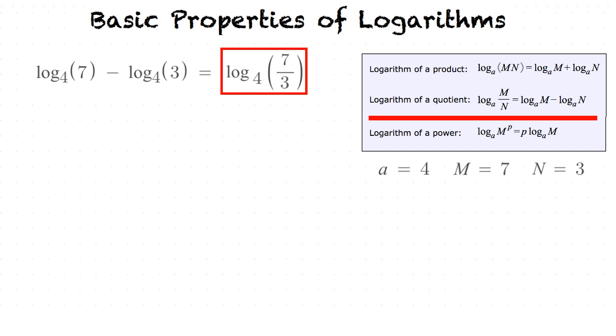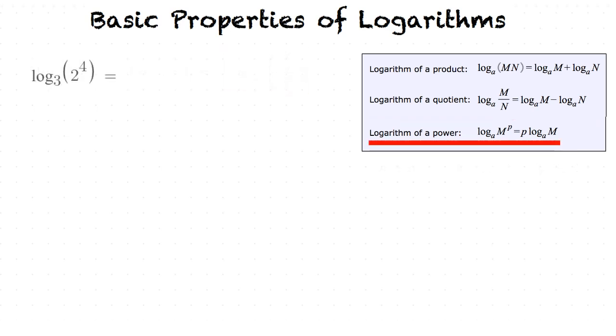Now let's do an example involving the power rule. So in this case, our base a is going to be equal to 3. And our m is going to be equal to 2, while our p, a real number, is going to be equal to 4. P is an exponent, 3 is a base. So with the power property, it says we can take the exponent on the component m and put it outside of the logarithm. So we end up with 4 log base 3, 2.